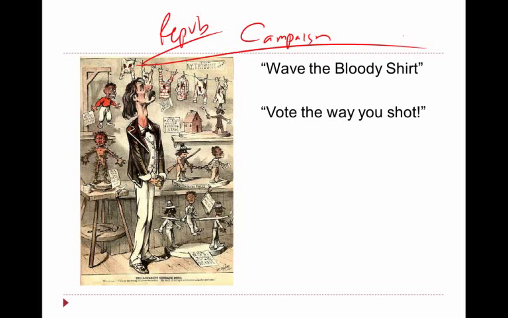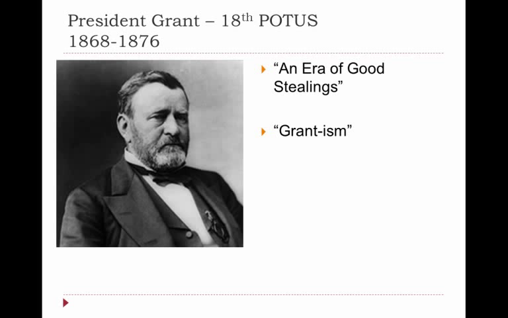But again, wave the bloody shirt. The idea being, hey, remember what the Democrats did. They seceded. They caused the Civil War. And vote the way you shot. If you fought for the Union, vote Republican. Make sense? Good? Okay. So wave the bloody shirt. Vote the way you shot. Well, President Grant becomes president, of course. And his administration is known as the era of good stealings because he was pretty corrupt. Or Grantism, which pretty much just means presidential corruption.